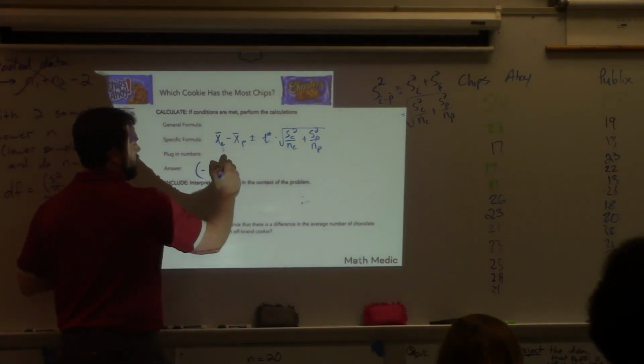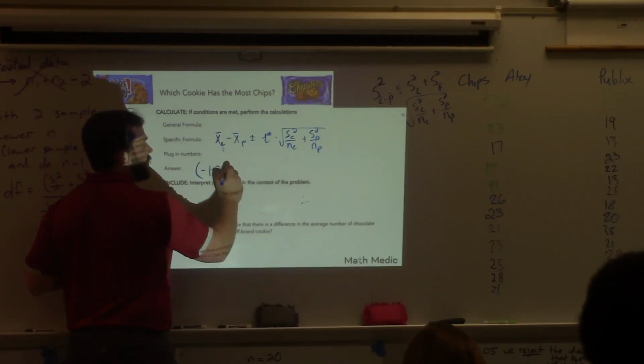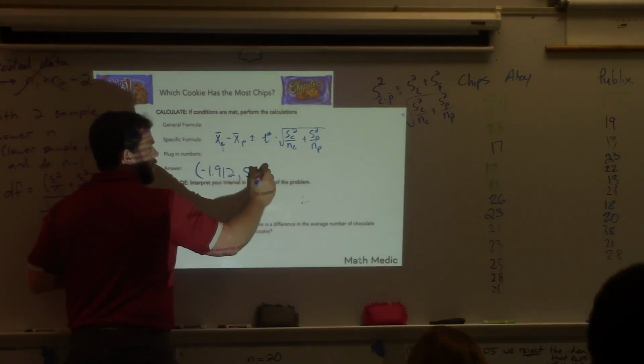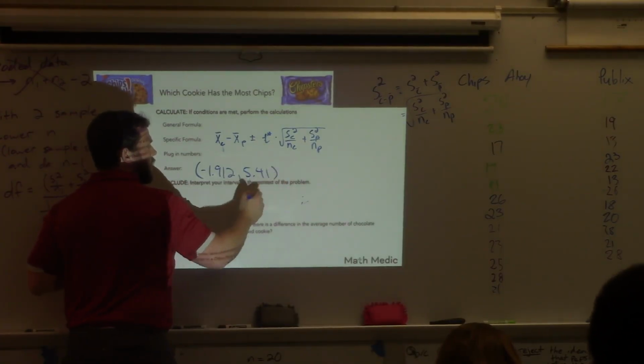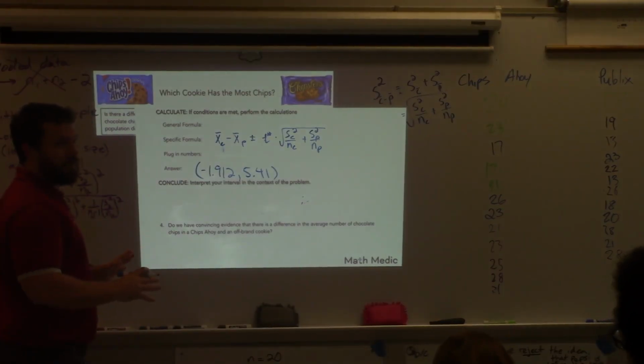-1.9. -1. Oh my gosh, can you just let -1.912 to 5.41. No, fine. So interpret your interval. So really, I'm just gonna leave it here.